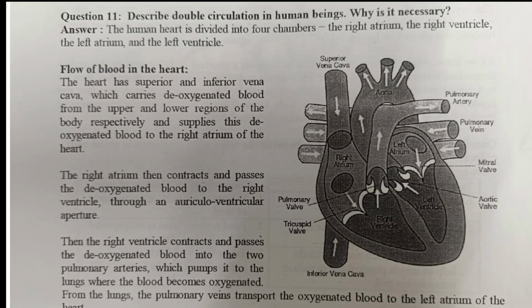This is the question, students, and this is how you have to write your answer. This question is given to you: describe double circulation in blood. Why is it necessary? So you have to draw the diagram. This is your answer writing skill, students. I told you, answer writing skill is important. This is how you have to present your answer. It comes for 3 marks.